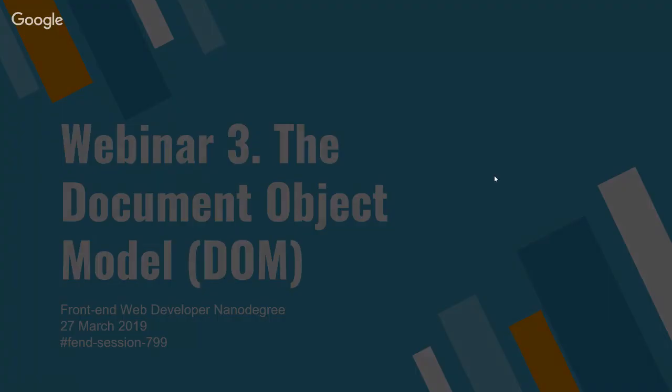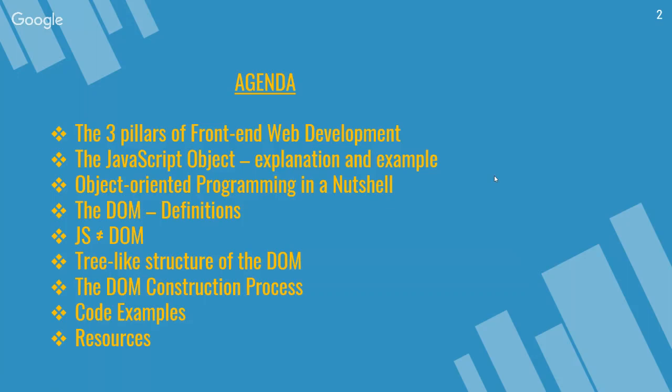This is our agenda for today. First, we'll have a few words about the three pillars of front-end web development. Then we'll have a look at what a JavaScript object is, and see an example so we can have a clear understanding of what it actually is. Then we'll say a few words about a really important topic in software development in general, namely object-oriented programming. After that, we move on to the essence of today's webinar, the DOM.